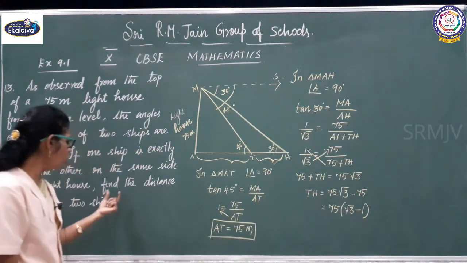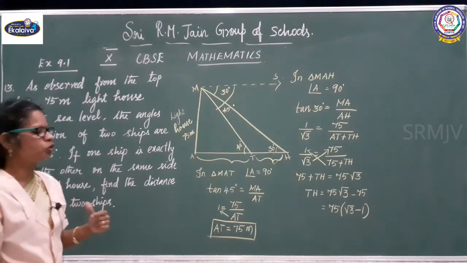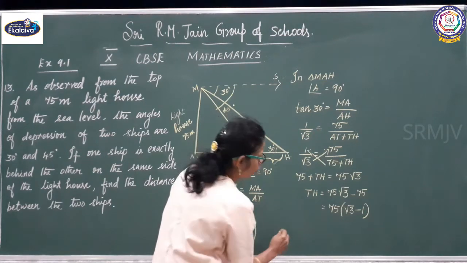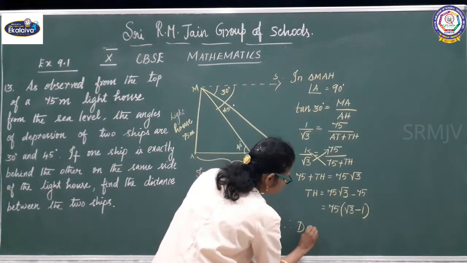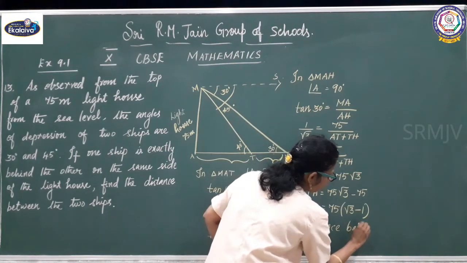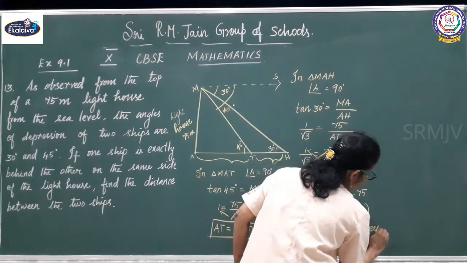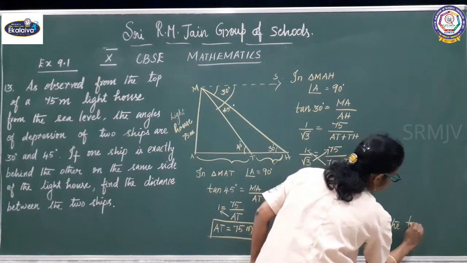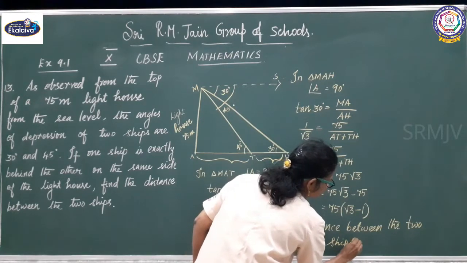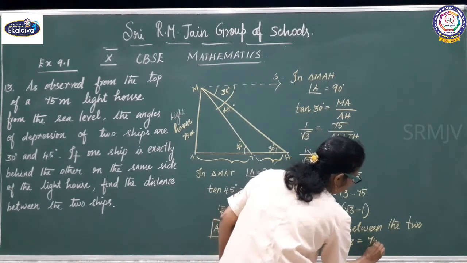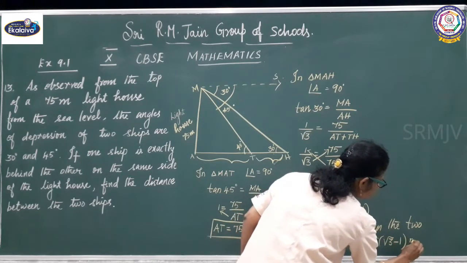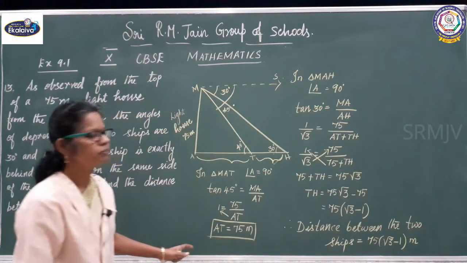They are asking, find the distance between the two ships. That means TH only is the distance between the two ships. Therefore, distance between the two ships equal to 75 root 3 minus 1 meter. Got it, children?